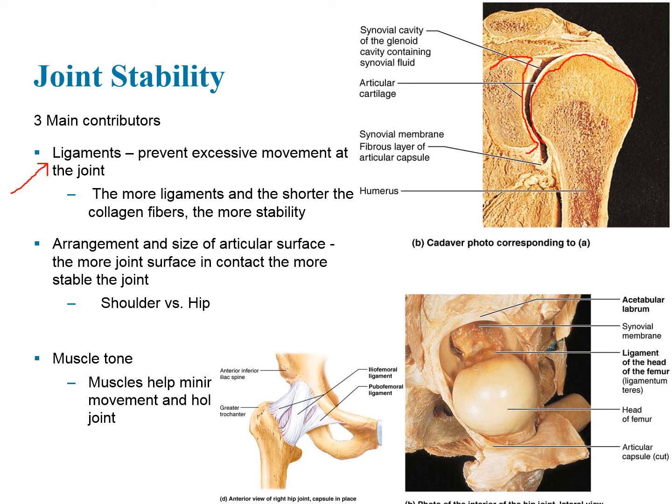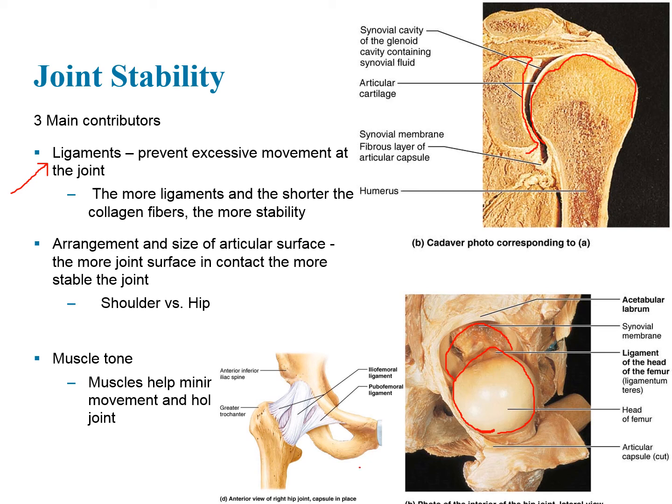Compare that to this. This is the head of the femur, and this is the acetabulum. Remember, that's that socket that's in the hip, in the os coxa. The acetabulum almost completely encloses the head of the femur. So this is going to provide more stability because there's more contact between the articular surfaces.